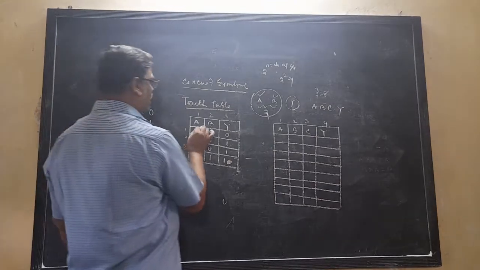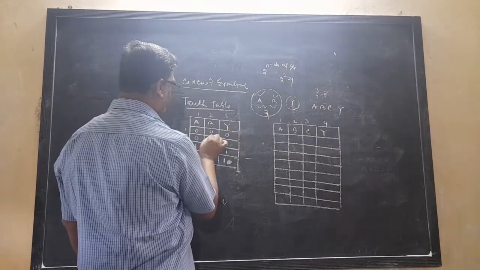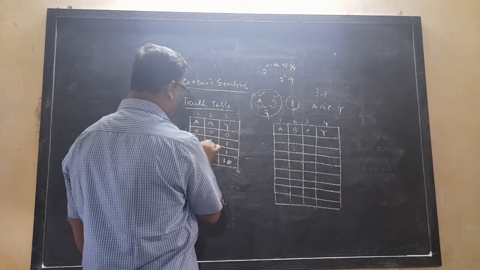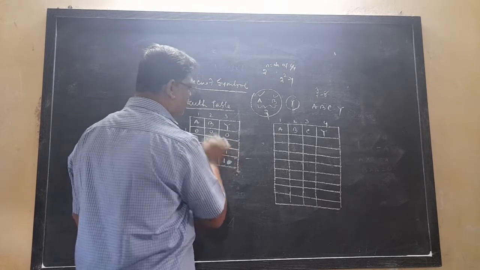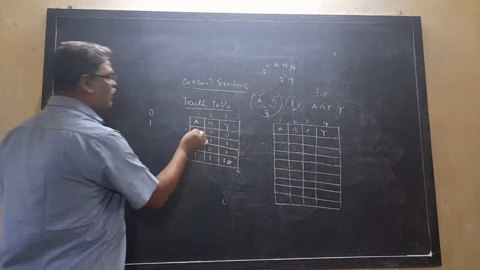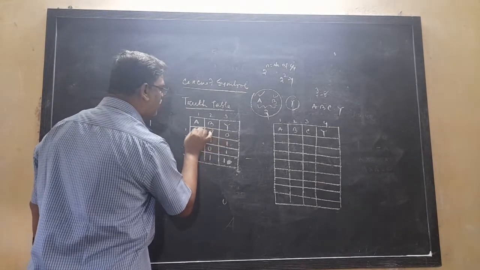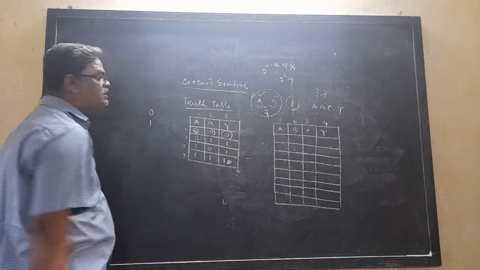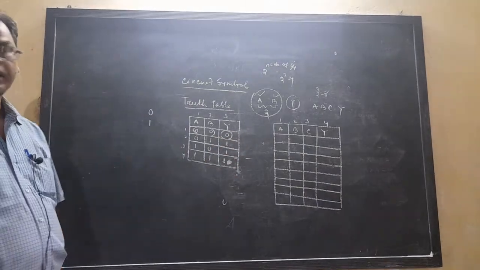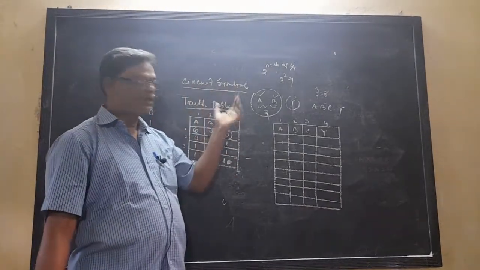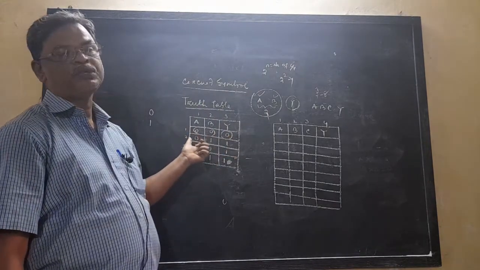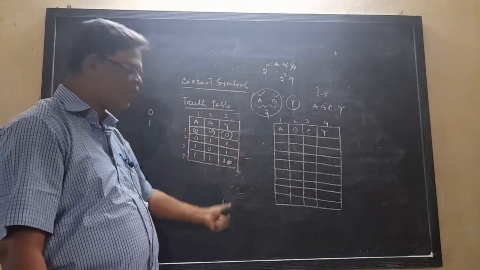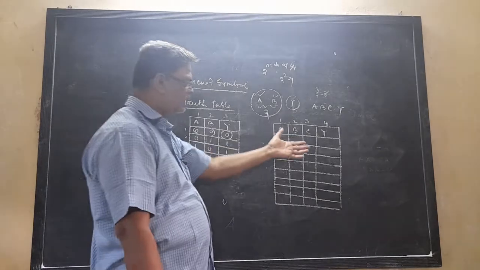So here we see low plus low is 0, 0 plus 1 is 1, 1 plus 0 is 1, 1 plus 1 is equal to 1. When all the inputs are 0, then the output is 0; in other cases it is 1. The output is low when all the inputs are low; in all other cases the output is high.